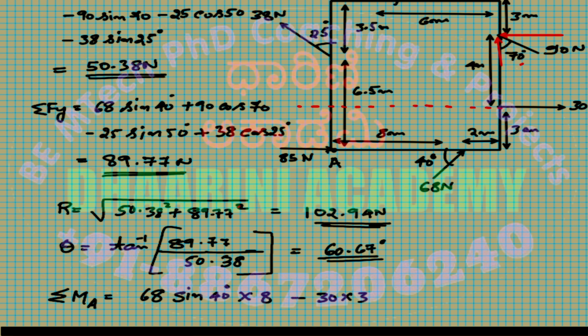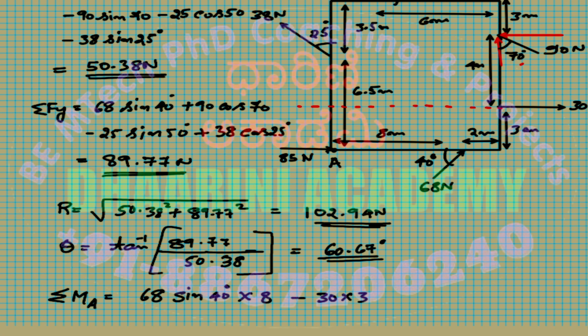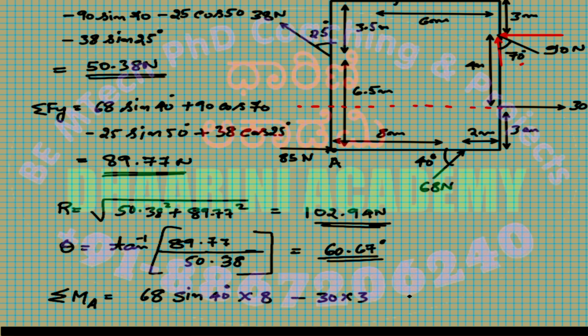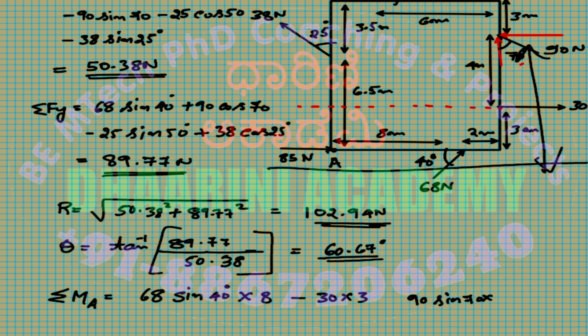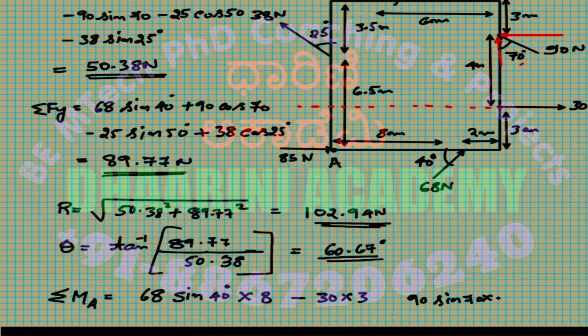All right, let's see. First I'm writing the horizontal component. This is 90 into sine 70. What is the shortest distance? It is the distance from this horizontal line, and that distance is 4 plus the 3 meters, so 4 plus 3, 7 meters. So this into 7, and if I hold it, I can see that it is going to rotate anti-clockwise, so it is positive.